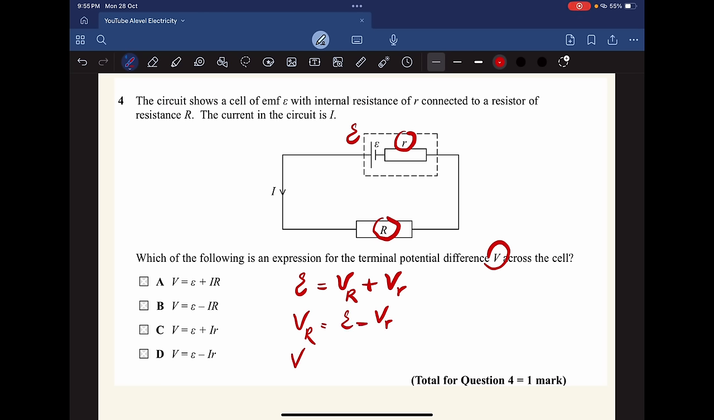Let me figure out that V equals epsilon minus, there is an electric current leaving the positive terminal, passing through the external resistor, and continuing to flow from the positive to the negative terminal, reaching the small internal resistance, I times r. This is the voltage across the small internal resistor. So this is the formula I can use to calculate the potential difference across the cell. So the correct answer is D.